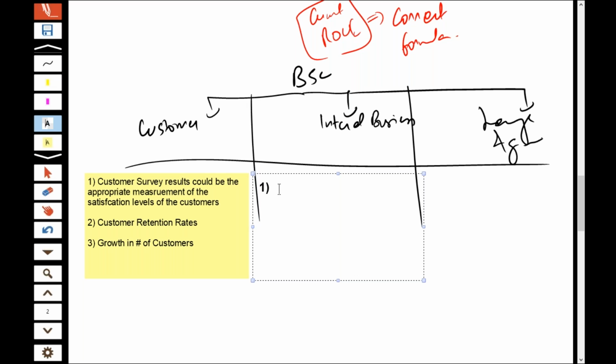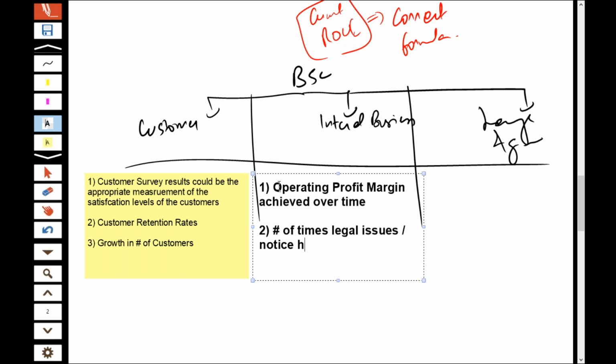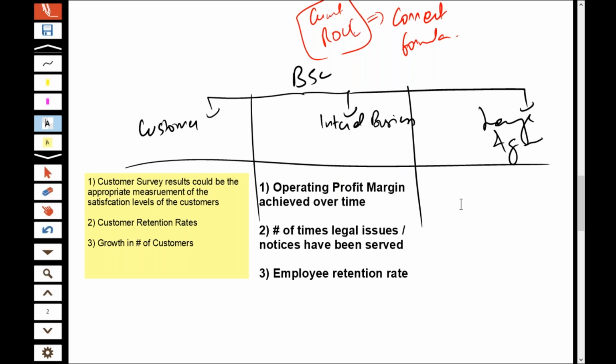So the operating profit margin achieved over time. The second thing is the number of times legal issues or notices have been served. You could also calculate the employee retention rate. All of these are going to be the internal business perspectives. These are the things that this business must excel at because these are the major issues that are presently being faced.